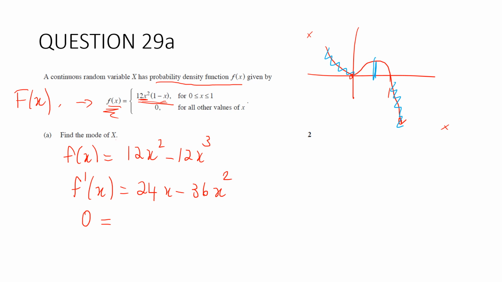Let's factorize this. What is it? 12x brackets 2 take 3x. And so either x is equal to 0, and we can see that that actually is the turning point there as well. We don't care. And 2/3. And so that point there is 2/3. That's the mode.